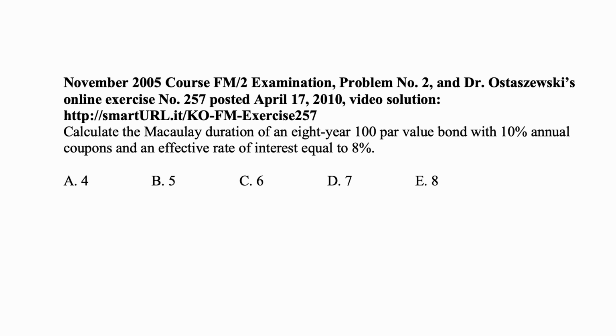Here's the problem for today for exam FM on financial mathematics. Calculate the Macaulay duration of an 8-year 100 par value bond with 10% annual coupons and an effective rate of interest equal to 8%.